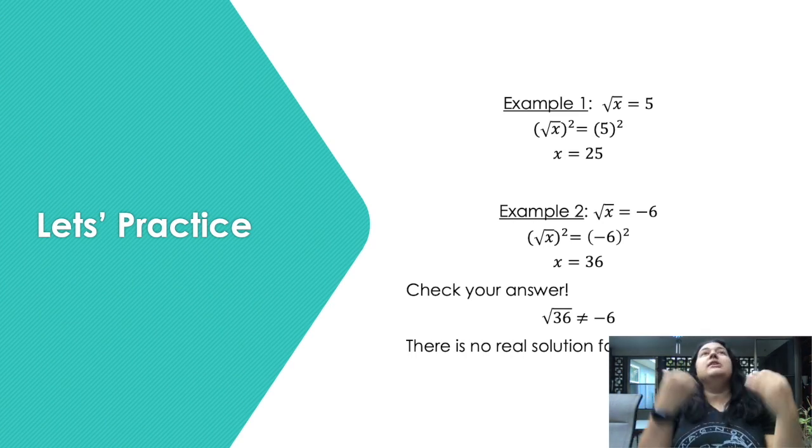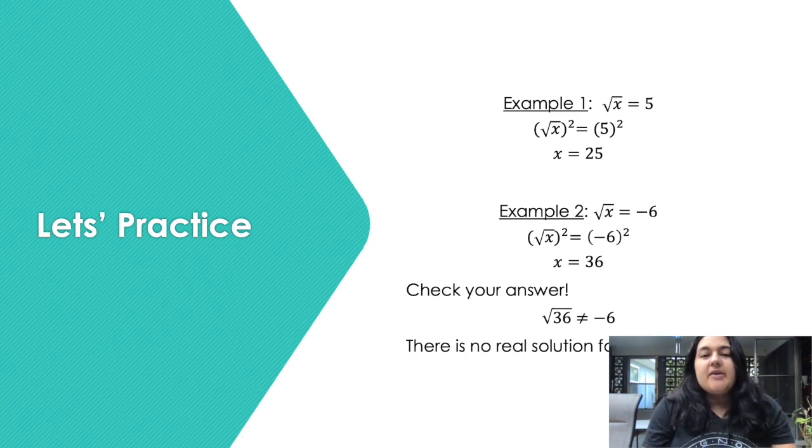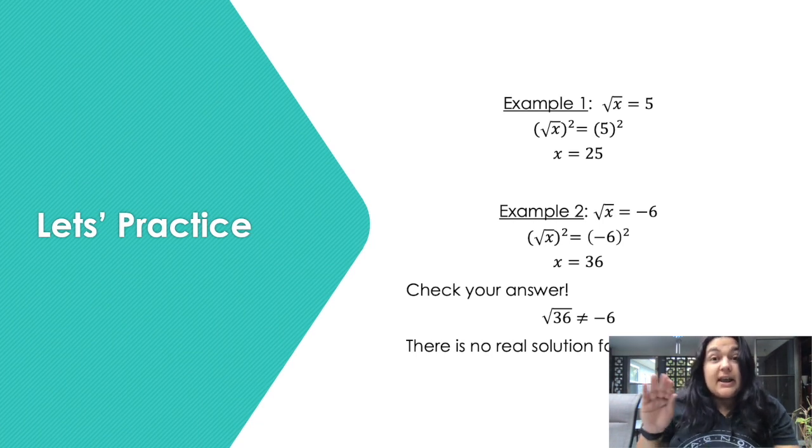And just a little tip, okay? If you see a problem and you've already isolated your radical, we'll talk about that in a moment, but when you isolate your radical and you have a negative number on the other side of your equation, there will be no solution for square roots, and that's what we're dealing with in pre-algebra.